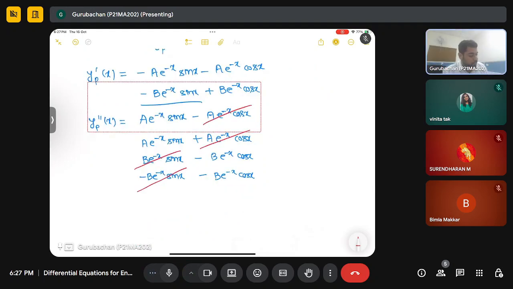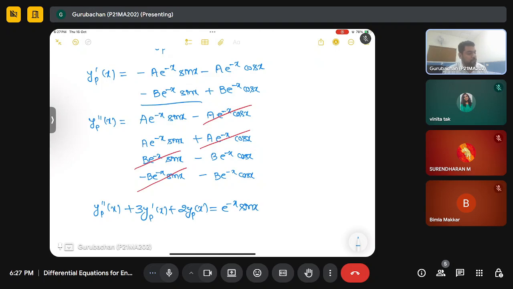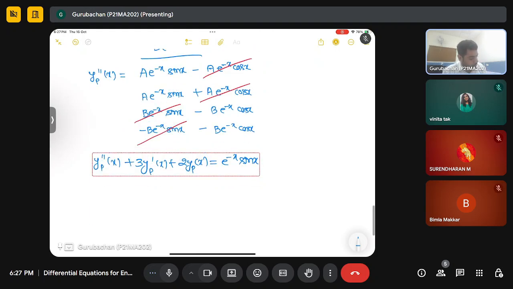So let us put in the given differential equation. The differential equation must satisfy the following form: yp double dash of x plus 3 times yp dash of x plus 2 times yp of x is equal to e to the power minus x sin x. Okay, so this will be 2 times a e to the power minus x sin x minus 2 times b e to the power minus x cos x.